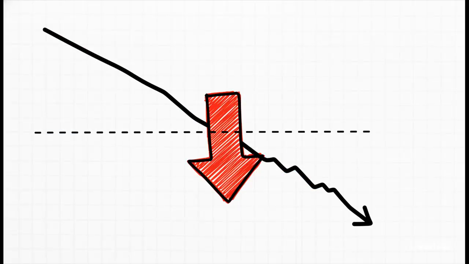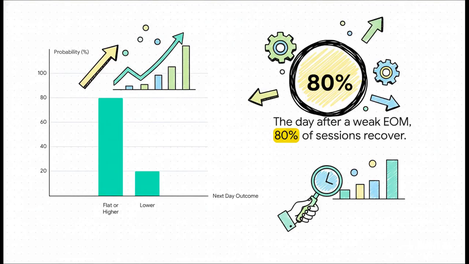But what about the opposite? What if the end-of-month session was super weak? Does that slide just continue? Nope. Actually, the data shows the next day usually bounces back. 80% of the time, it was flat or higher.